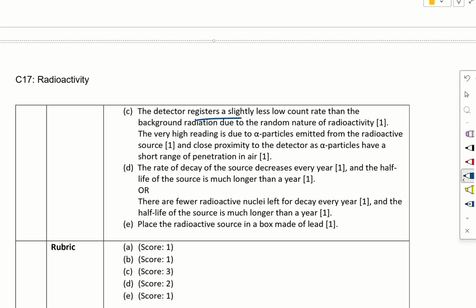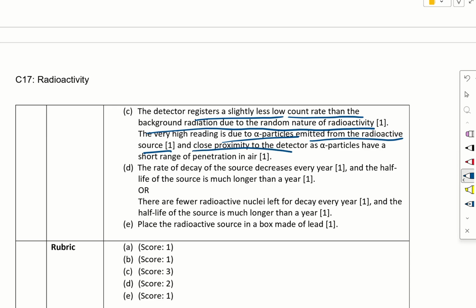The detector registers a slightly less low count rate than the background due to the random nature of radioactivity. The background count rate may be, say, 44 counts per minute, but this is just the average value. Sometimes it will drop lower than that. The very high reading is due to alpha particles emitted from the radioactive source, and because it is now placed close to the detector, as the detector was slowly moved closer, alpha particles have a short range of penetration.